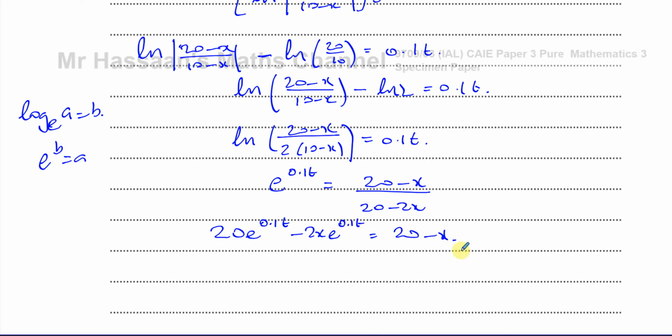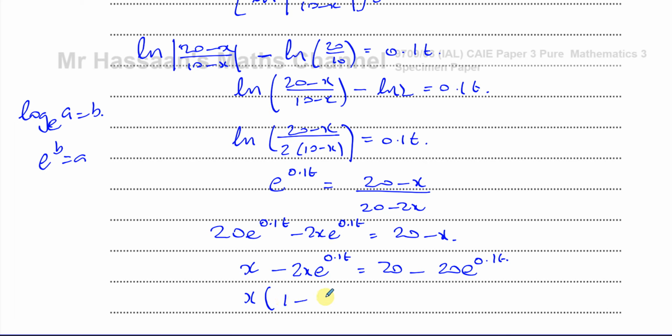I want to make x a subject, so I'm going to bring the x terms on one side of the equation. So what I can do is say x minus 2x e to the power of 0.1t equals 20 minus 20 e to the power of 0.1t. So I've added x to both sides and taken away 20 e to the power of 0.1t from both sides. Now I can make x a subject of this.